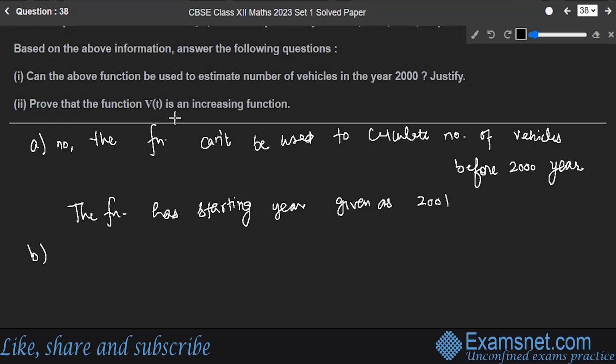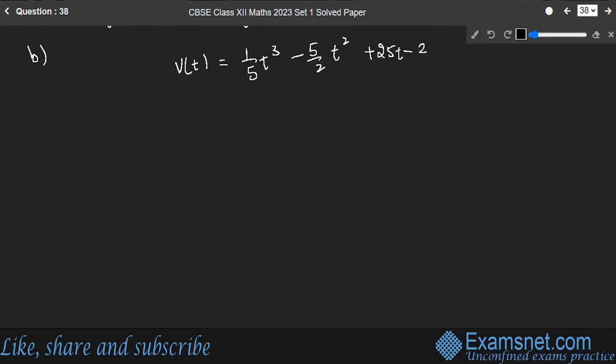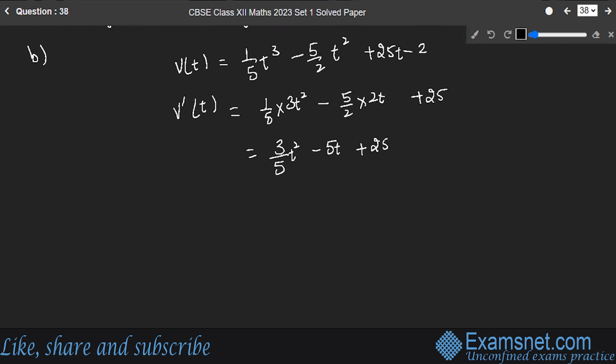Let's move on to the B part. Now, prove that the function Vt is an increasing function. Vt function was given by 1 by 5t cube minus 5 by 2t square plus 25t minus 2. Let's find the derivative of it. V dash t is given by 1 by 5 into 3t square minus 5 by 2 into 2t plus 25. That is equal to 3 by 5t square minus 5t plus 25.